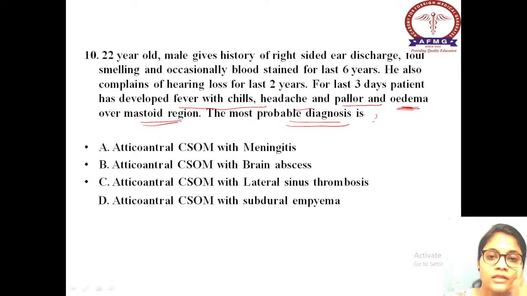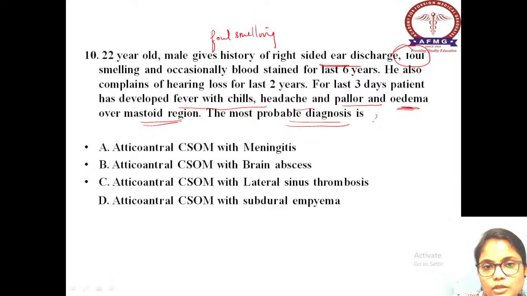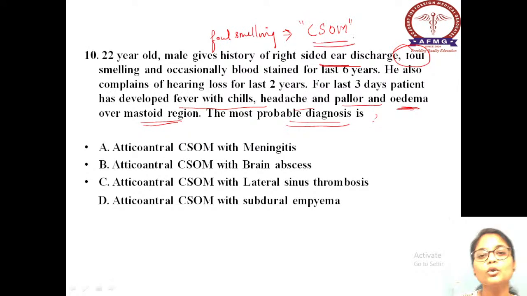See, right-sided ear discharge, some discharges are there which are foul in smell. So foul smelling is a unique feature of CSOM, chronic suppurative otitis media, right? So you have to see whether it is a safe CSOM or unsafe CSOM. By that way, if you read the question, you can find that for last 3 days, the patient is having fever, edema in the mastoid region.